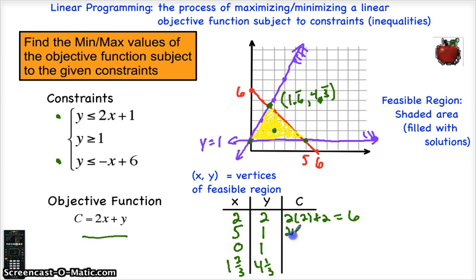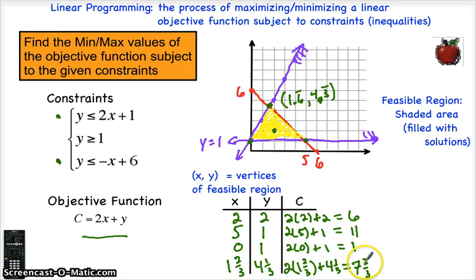So I'm going to do that for each of my points. 2 times 5 is 10, plus 1 would be 11. 2 times 0 is 0, plus 1 is 1. And 2 times 1 2/3 plus 4 1/3. Well, that's 2 makes 3 1/3 plus 4 1/3, which should be 7 2/3.